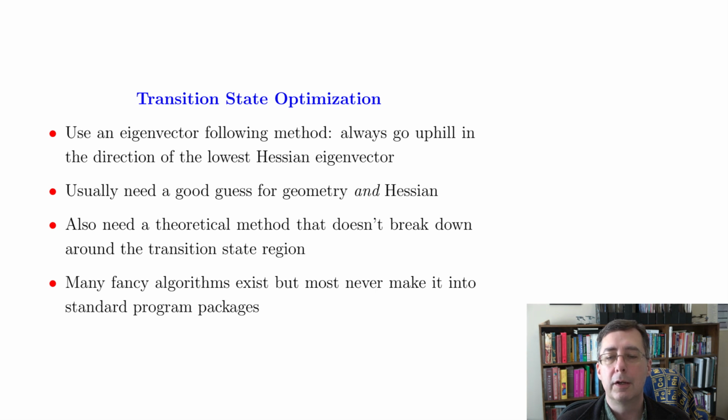You need a good guess for what the geometry of the transition state is, so you're in the right region of the potential surface, and you need a good guess for the Hessian, so that it has an accurate structure that reflects what the shape of the potential surface looks like there, and that you can have an accurate direction to go uphill in. Even worse than this, on top of those two requirements, you also need a theoretical method that isn't going to fail on you as you're trying to find that transition state.